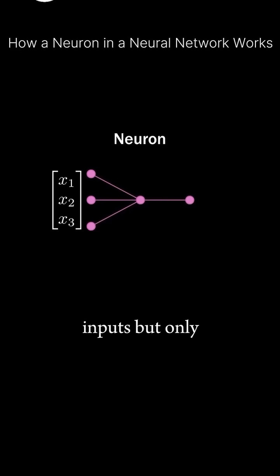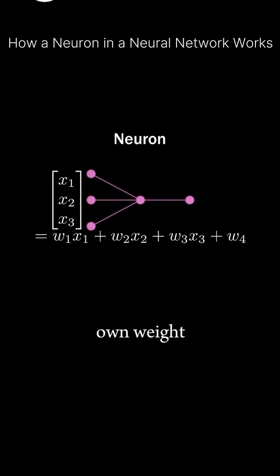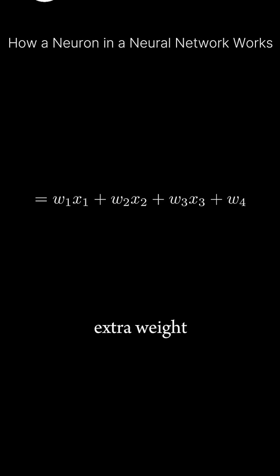Neurons take many inputs but only produce one output. Each input is multiplied by its own weight and added up along with one extra weight called a bias. Let's rewrite this weighted sum with some linear algebra.